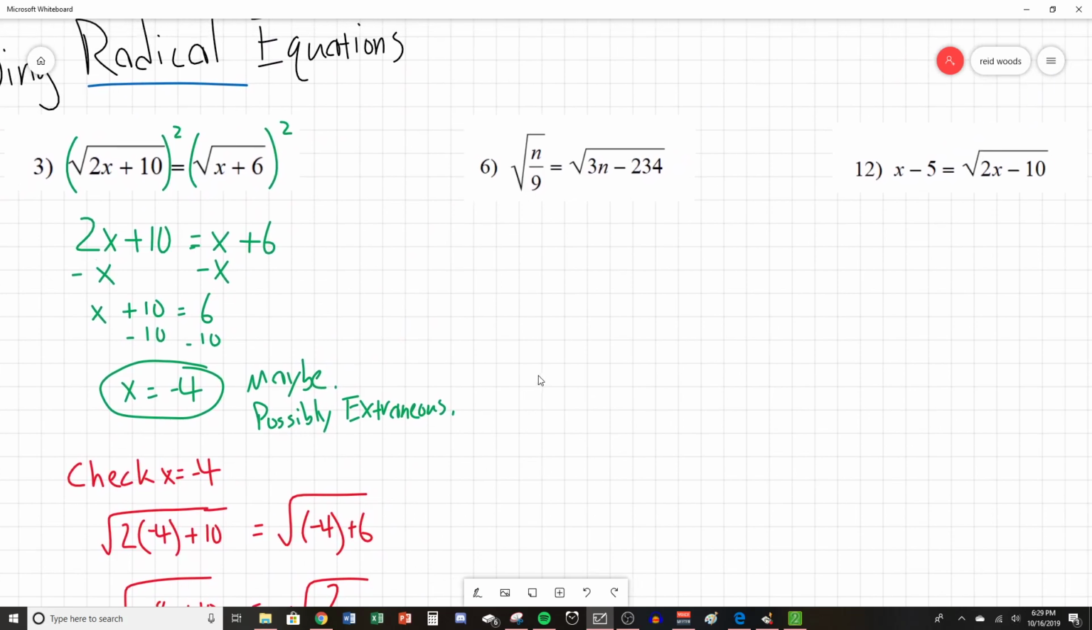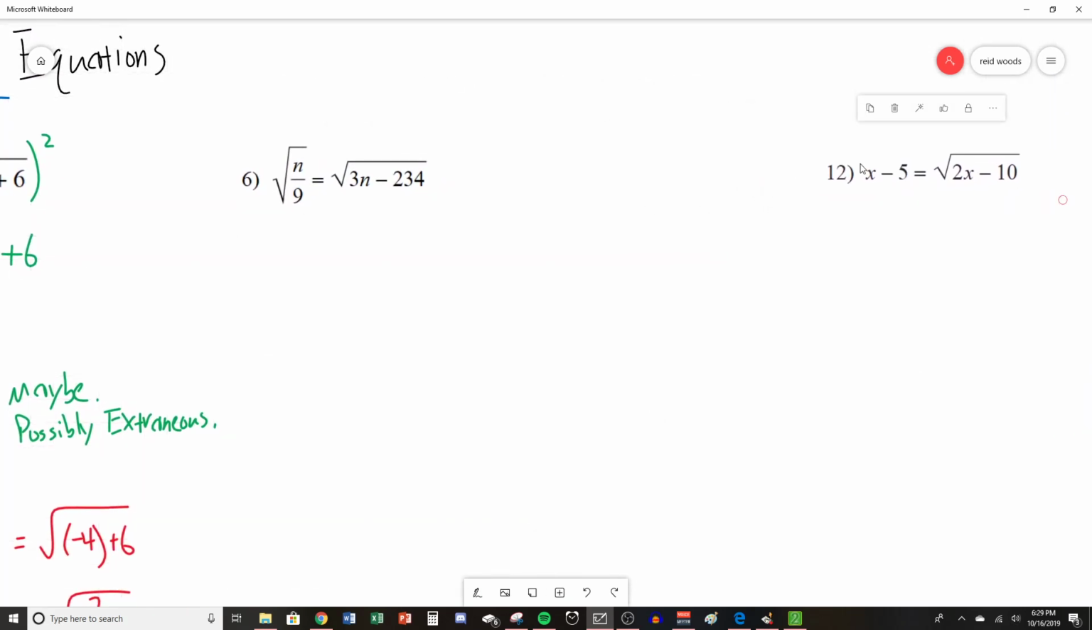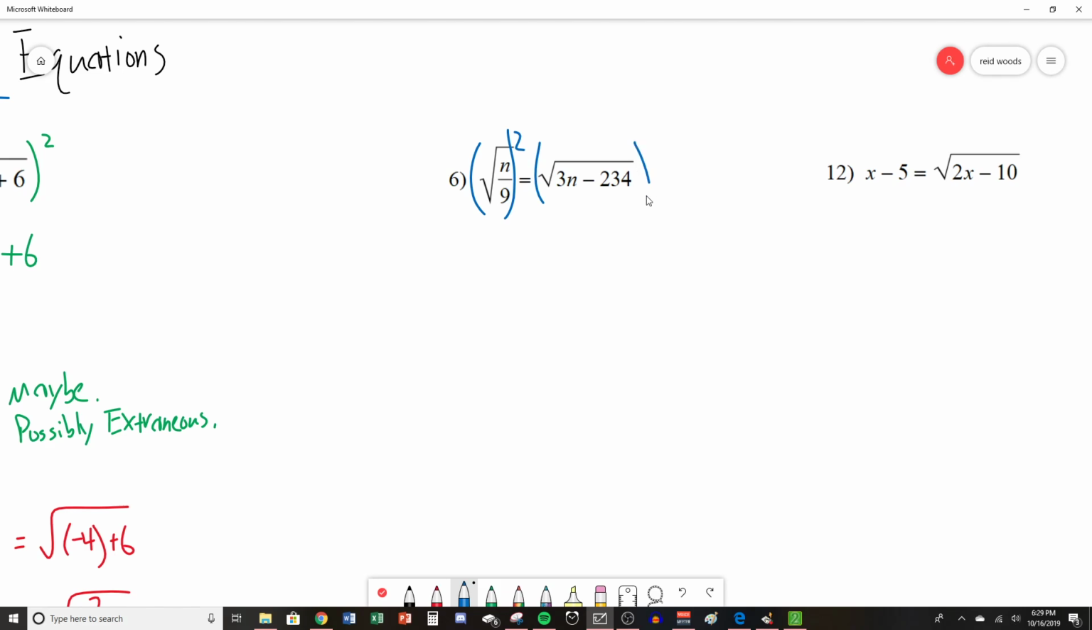Move to the next question over here. I want to slide these over a little bit, give myself some room to work. Let's look at this question, number 6 on the worksheet. This one looks and starts the same as the last one. You have square roots on both sides. I'm going to go ahead and square both sides here. That gets me n over 9 equals 3n minus 234.